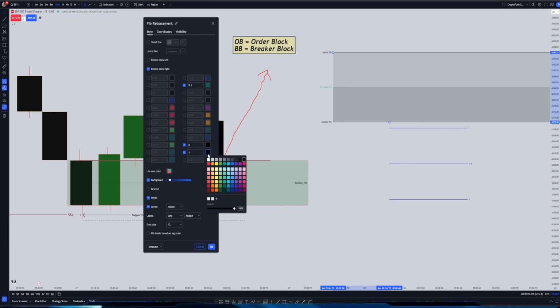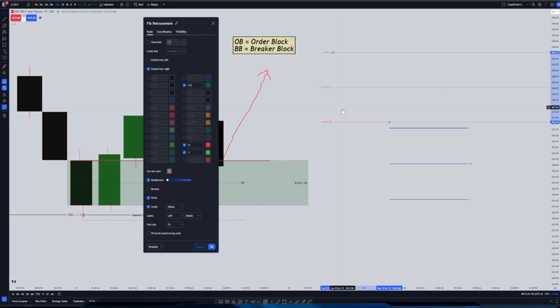So 1, let me put a similar color towards the 1 and maybe a different color towards the 0. So now this way you can have different colors. If you choose different colors between your fib retracement, it will give you some background, and depending on how you put your opacity, it will give you the opacity there. Although I don't need the background, it's okay to have it like this.